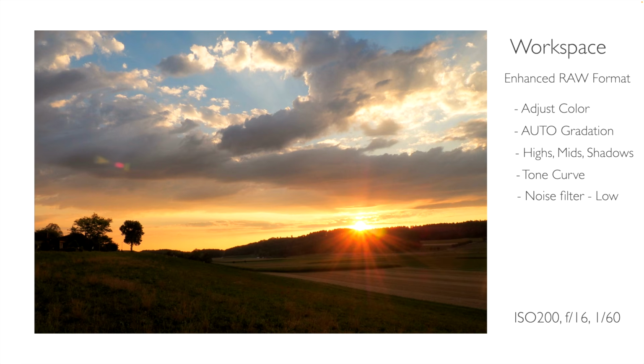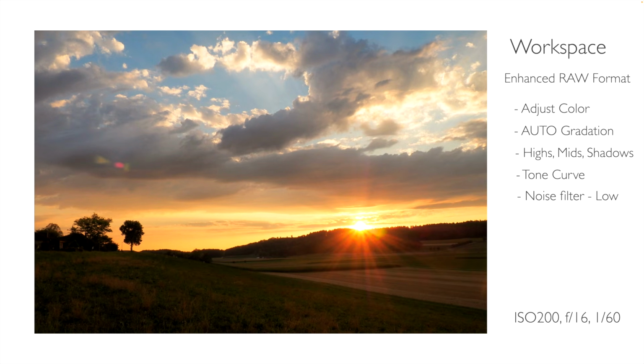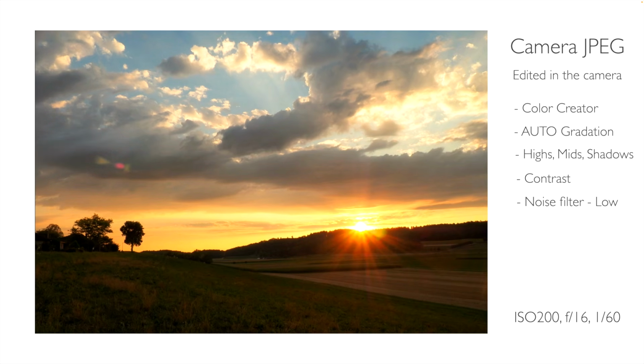This is an interesting variation. This is done in Workspace, and instead of the color creator, I used the adjust color tool. Again, auto gradation. I did a slightly different configuration on the mids, highs and shadows, and I used the tone curve function in Workspace, and again the noise filter was on low. Now you can see the slight color changes between the color creator and the adjust color tool.